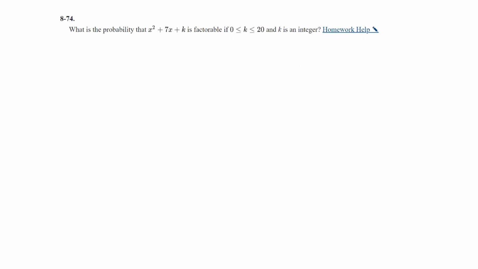Question 74. What is the probability that x squared plus 7x plus k is factorable if k is between 0 and 20, including both of them, and k is an integer? Alright, so I would be interested in how some of you guys think about this one.